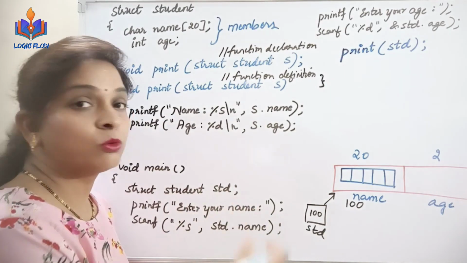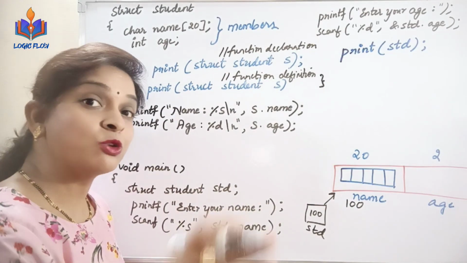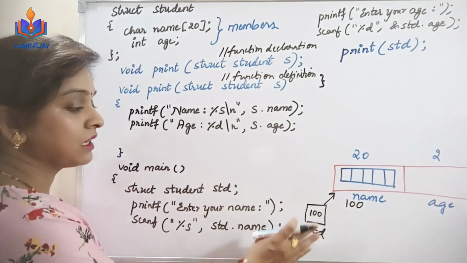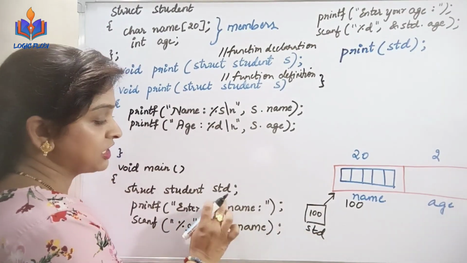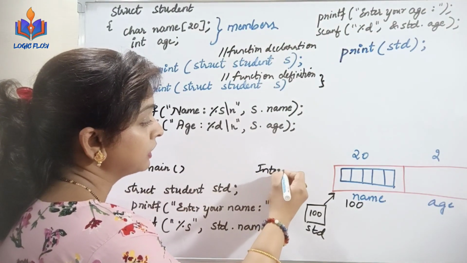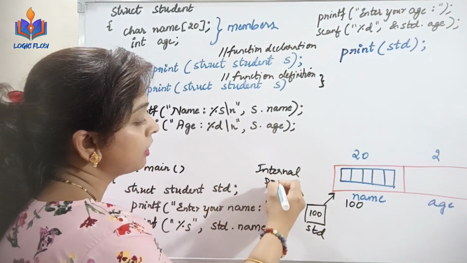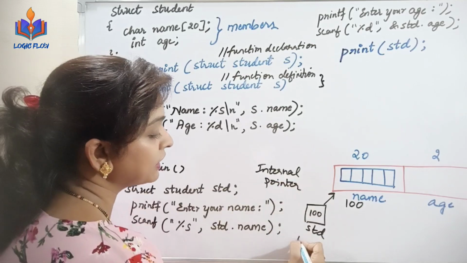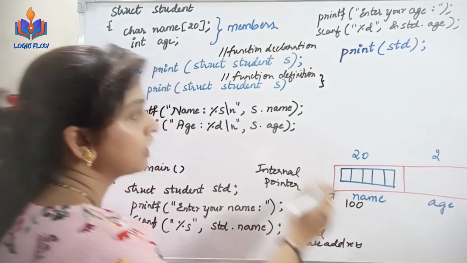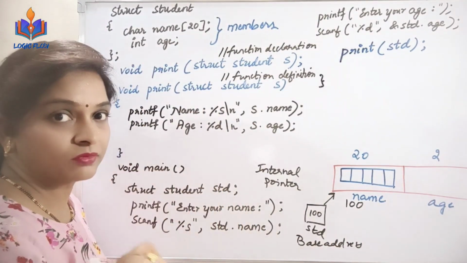But if I want to move to the next location, I use pointers. That we will deal with in a separate video. So just understand that std, the structure variable, is acting like an internal pointer. It is like an internal pointer that is holding the base address. Base address means the address of the first member, right?